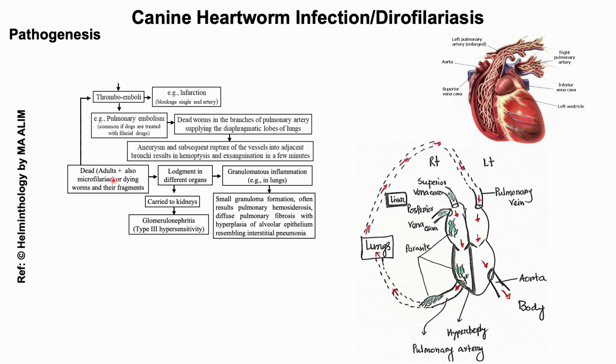If these things are carried to the kidney, it causes glomerulonephritis. It is possibly due to deposition of immune complexes. If these things reach the lungs, it will result in granulomatous reactions and a small granuloma will be formed.